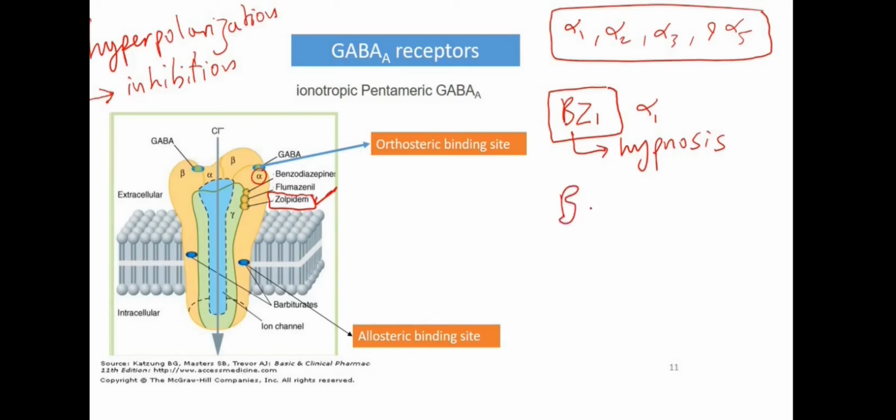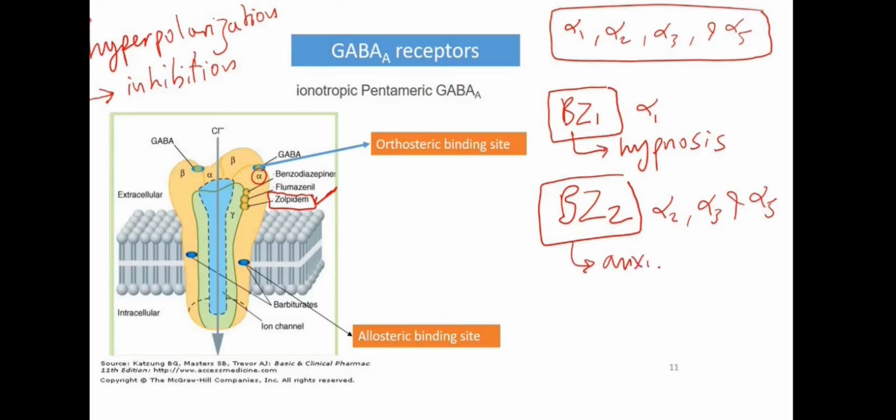The second type is known as benzodiazepine 2 receptors. Benzodiazepine 2 receptors are formed from alpha 2, alpha 3, and alpha 5 subunits, either of them: alpha 2, alpha 3, or alpha 5. If these receptors are stimulated, it will lead to anxiolytic action. Okay?